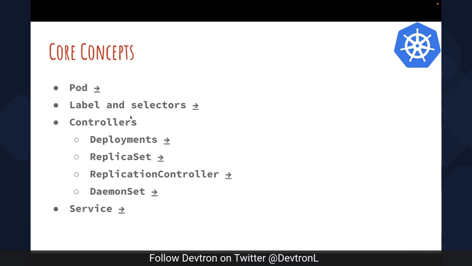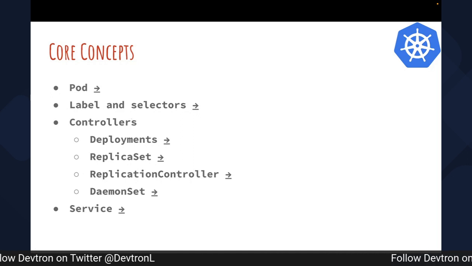These labels and selectors are also used in services. When we are talking about Kubernetes services, there are ClusterIP, NodePort, and LoadBalancer.